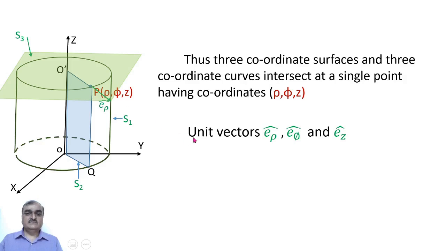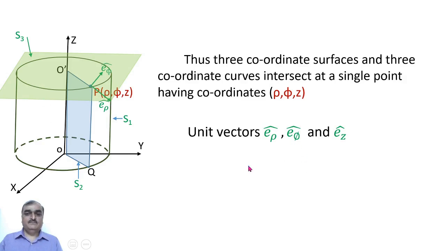Then unit vectors. The first unit vector is E rho cap. This unit vector E rho is normal to the cylindrical surface, the rho surface. At a point P, this E rho is perpendicular to the cylindrical surface, and its direction is along the increasing direction of rho. The value of rho increases from O dash outward, therefore the direction of this unit vector is along the increasing direction of the rho coordinate, and it is perpendicular to the rho surface.